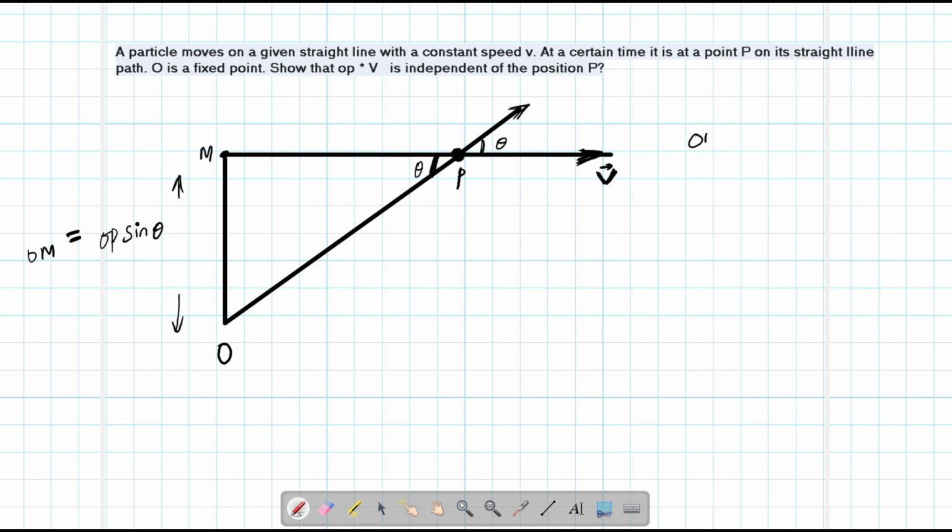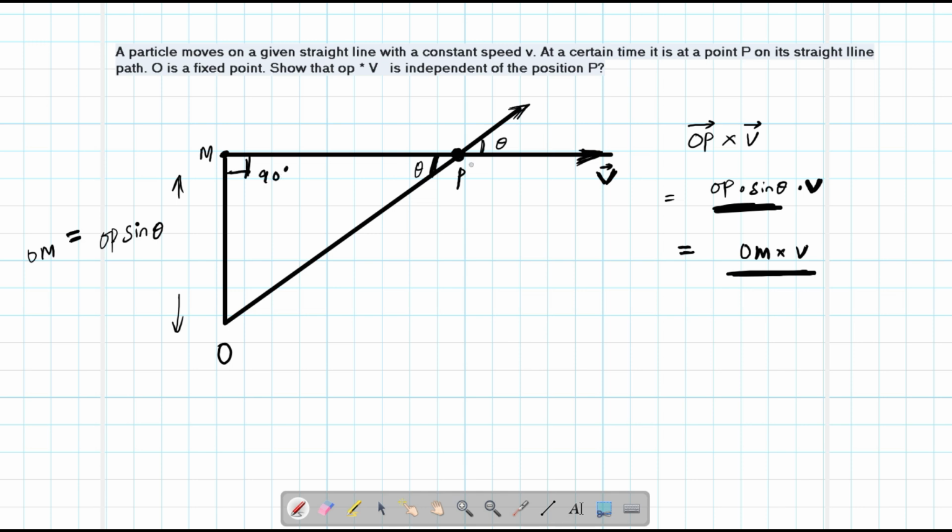So this is OP cross v. OP cross v is OP sin theta into v. OP sin theta is what? OP sin theta is OM. So this is OM into v, and this is 90 degrees.